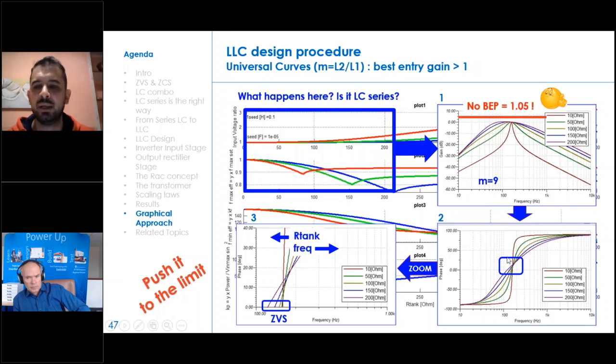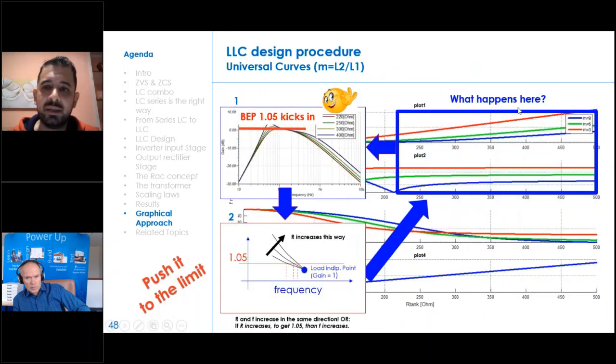If I zoom in on this section, you can see how this behavior, despite being strange, is true. It is true because I'm not able to intersect the gain I'm looking for. What happens here when I increase the frequency? This is the right behavior. So when the tank resistor increases, the maximum frequency increases because the best gain entry point kicks in.